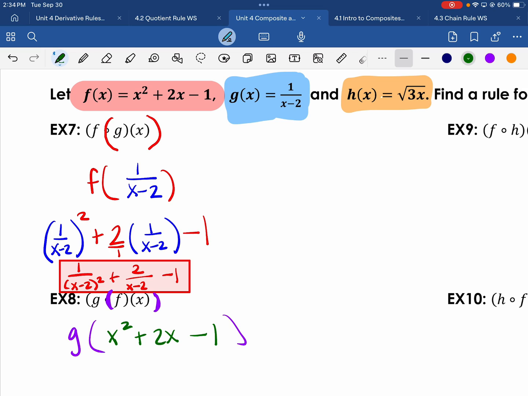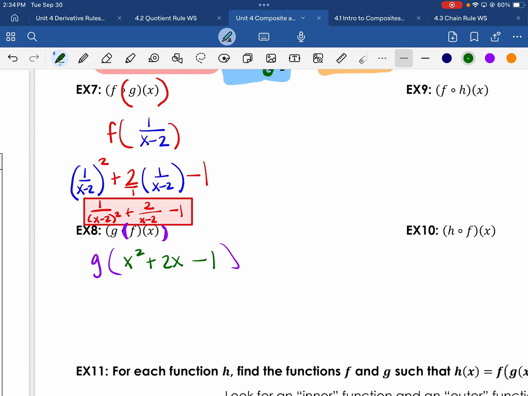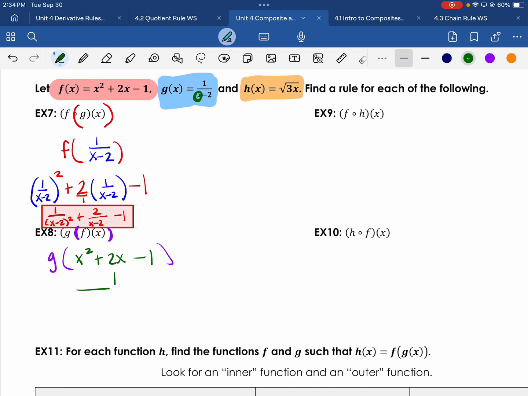All right, I've taken care of the f now. I'm done with f. I'm not looking at f anymore. Now I'm going to look at g. In the g function, which is the blue one right there, in place of the x, I'm going to put x squared plus 2x minus 1. It's still in a fraction. The one's on top, the minus 2's on bottom. All of that stays. The x I pull out, this goes in. Does that make sense? So it's going to be 1 over x squared plus 2x minus 1 and then minus 2.